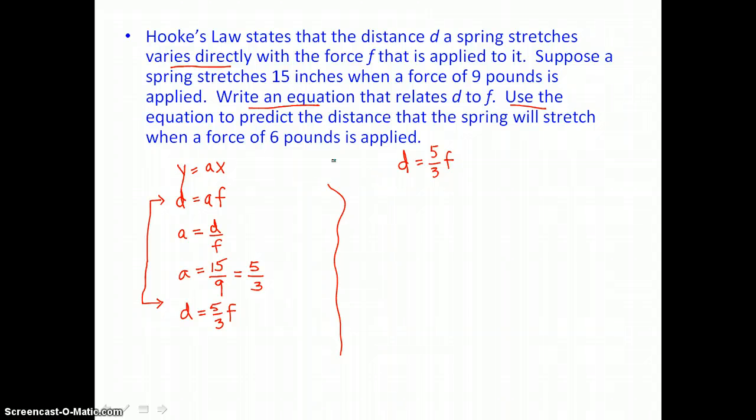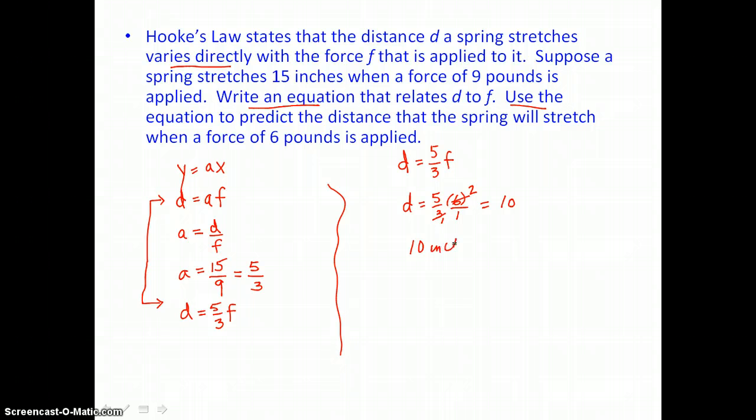Because now the force changes to 6 pounds, and we want to find the distance that the spring will stretch. So we'll substitute in 6 for F and simplify on the right here, multiply. And when we multiply these fractions, we can cancel that factor of 3 top and bottom. So we're left with 5 times 2, or 10. So we know that when 6 pounds of force is applied, that spring will stretch 10 inches.